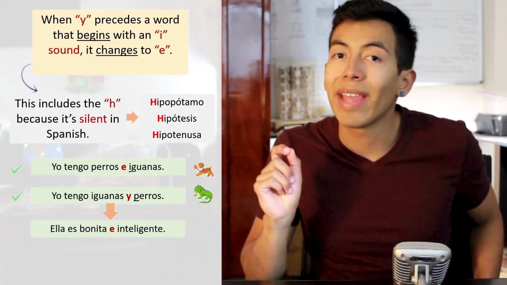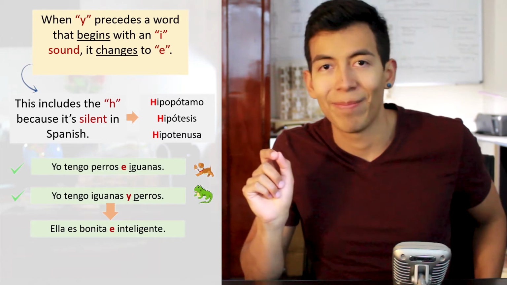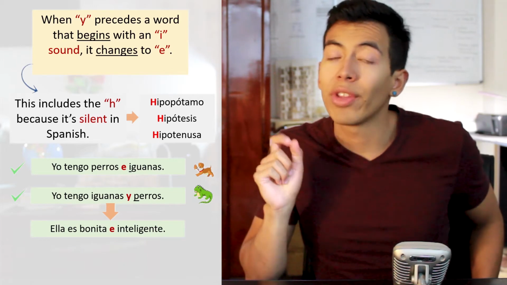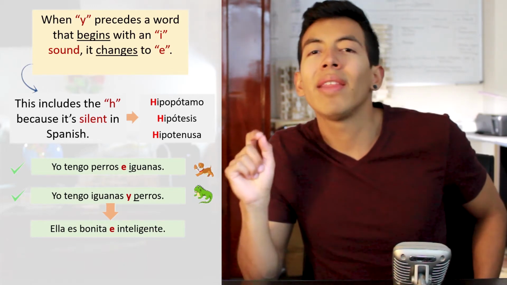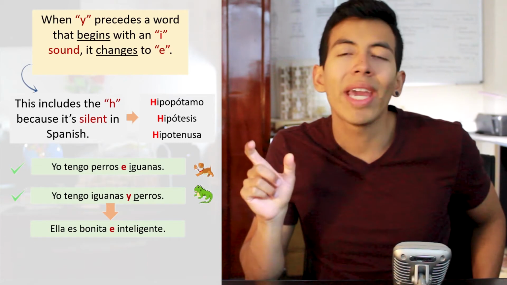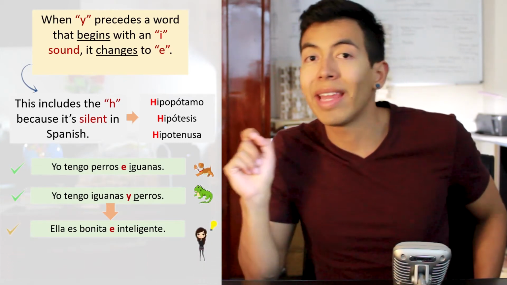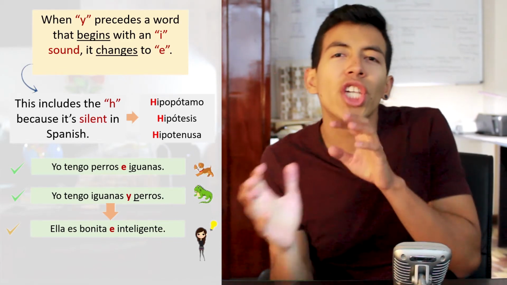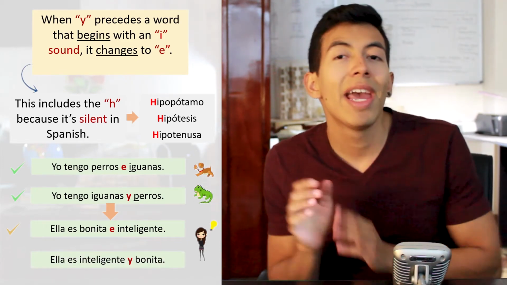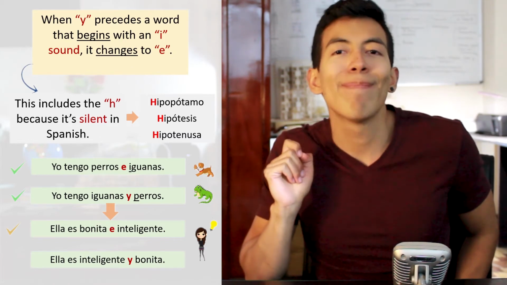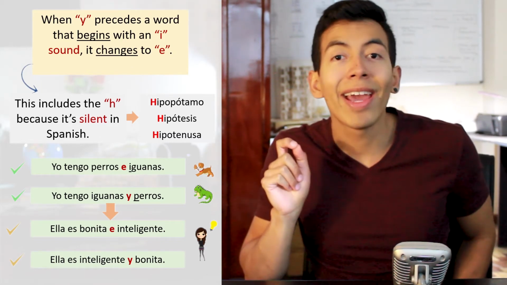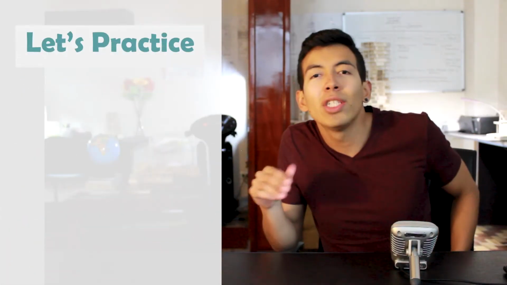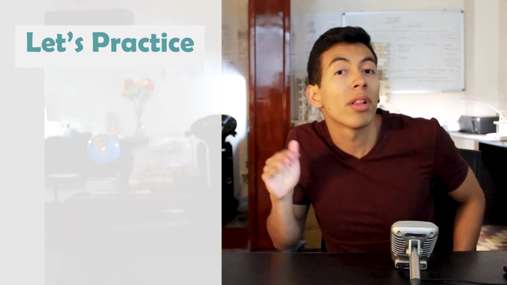"Ella es bonita e inteligente." The word inteligente starts with "i", so we cannot use "y". We have to use "e". But if we change the order of these words, it would be "ella es inteligente y bonita." So I hope it's clear again. And of course, we're going to be practicing a little bit, so it's going to be crystal clear for you.